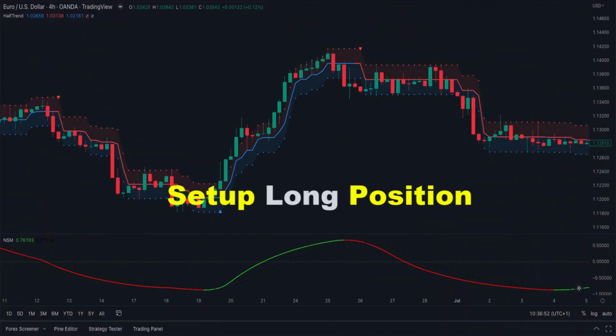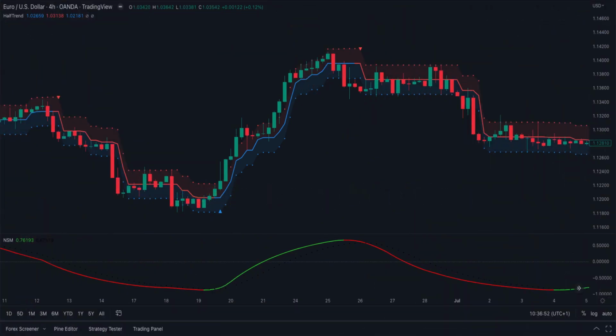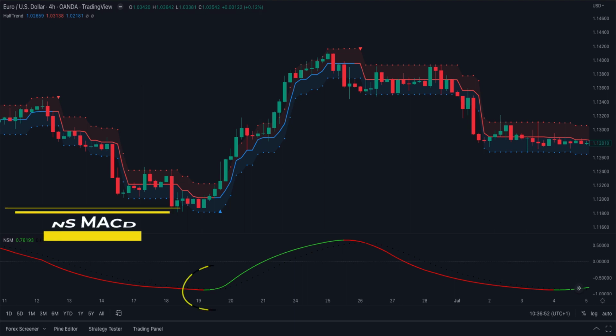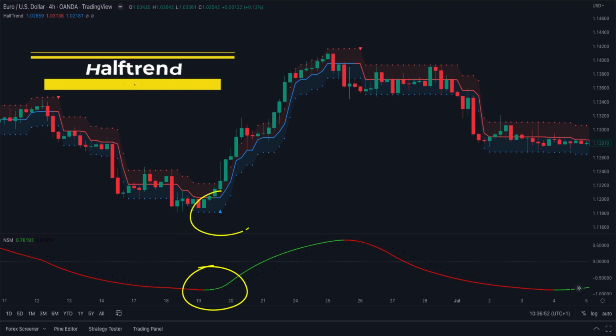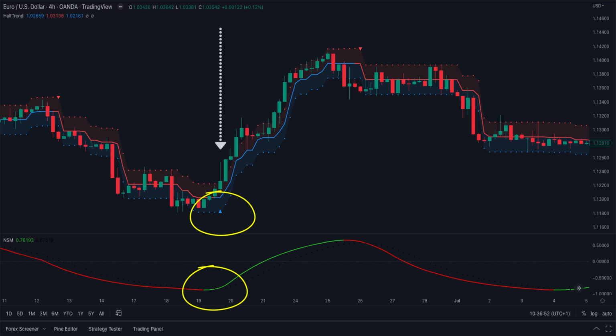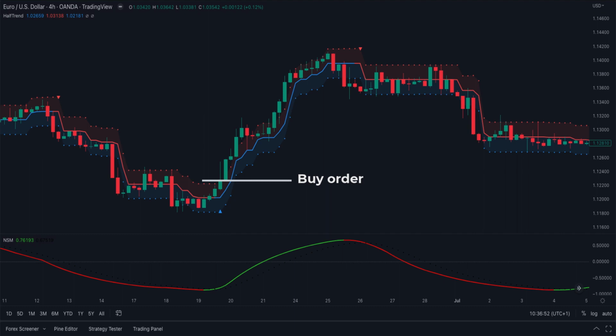Let's start with the rules for a long position. First, wait until normalized MACD turns green. Second, we have to watch the HalfTrend indicator until a blue arrow appears. Finally, we place a buy order at the close of the candle. Then, we place a stop-loss order at the corresponding dot of the HalfTrend indicator. The take-profit order will be set at 3 times the risk.